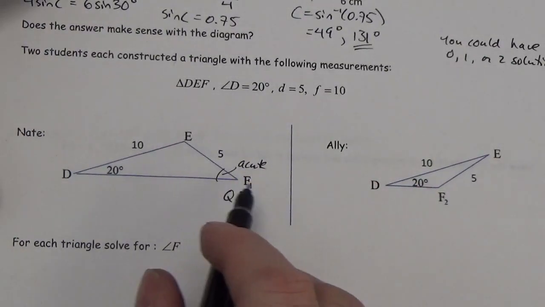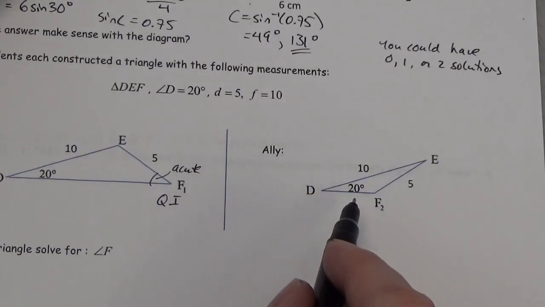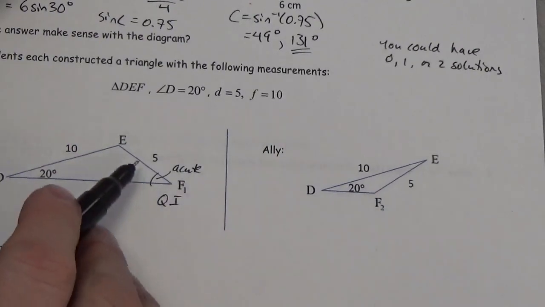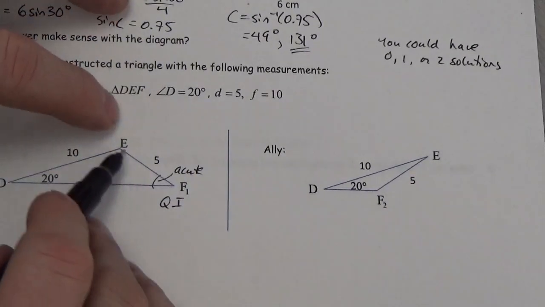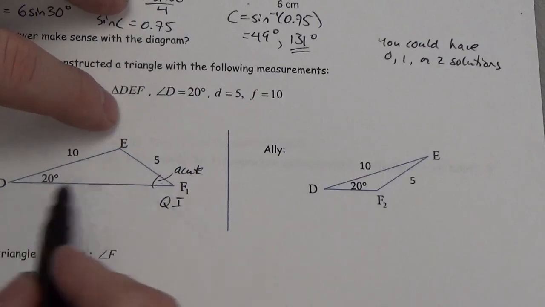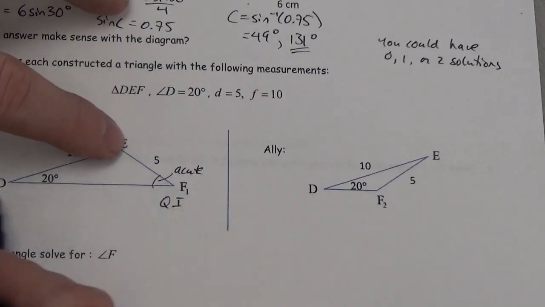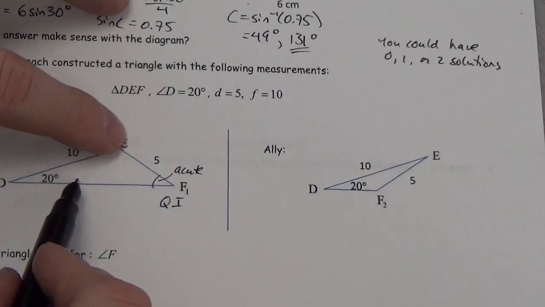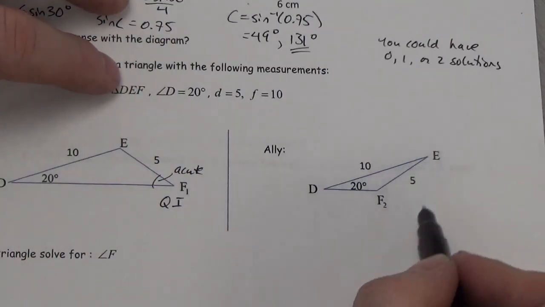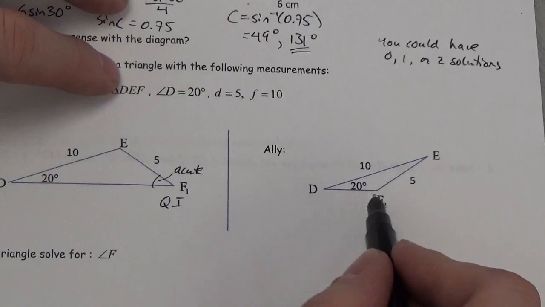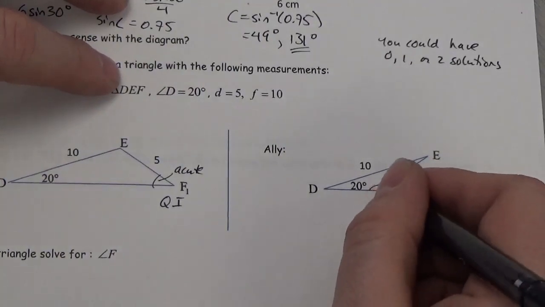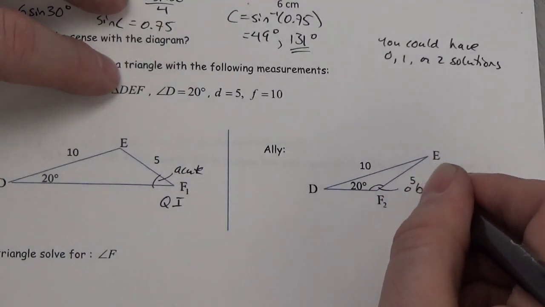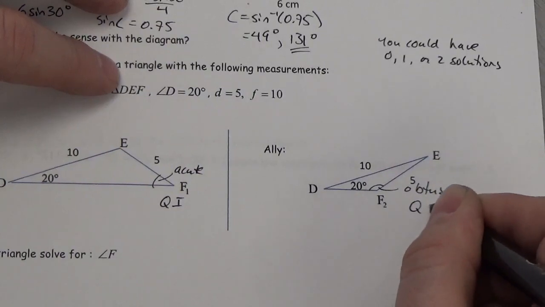Or, using the exact same values here, this time we swing the 5, this line right here. Bear in mind that I don't know how long E is supposed to be. I wasn't told. So I'm going to take this side D here, pivot it at that point E, bring it over, and now F is this little one. And now angle F here is going to be obtuse, or quadrant 2.